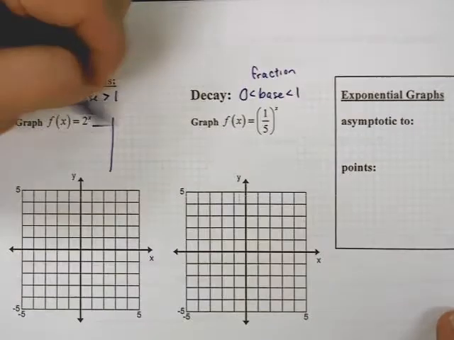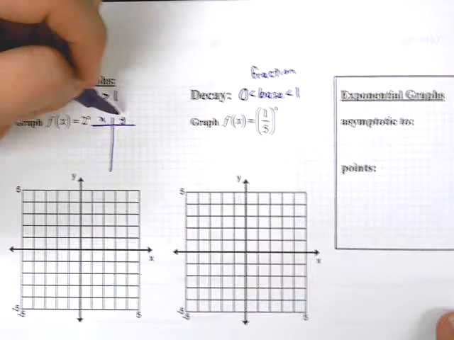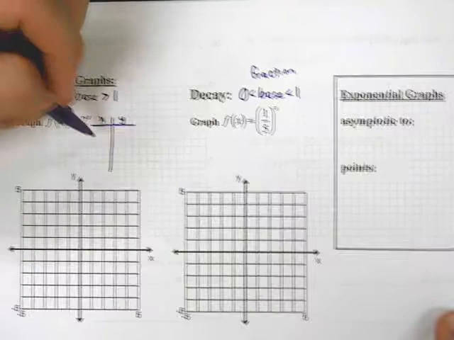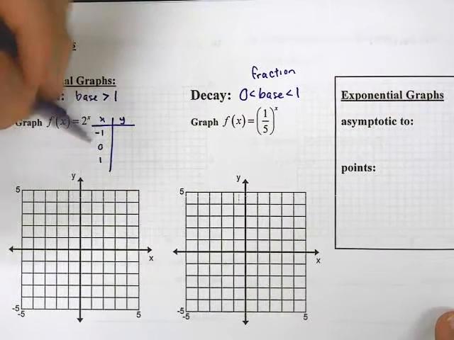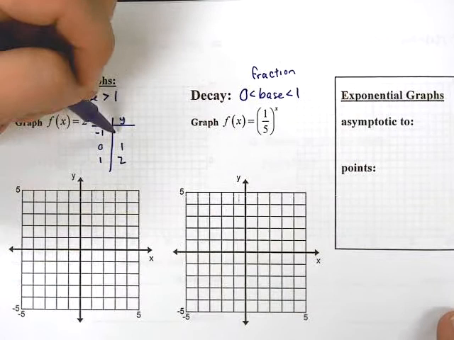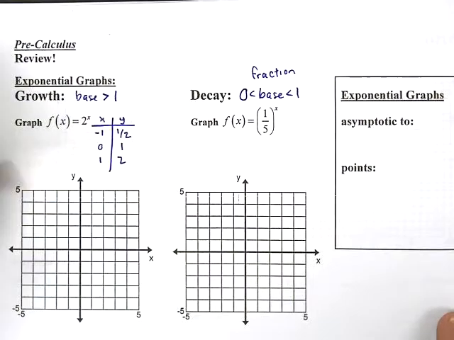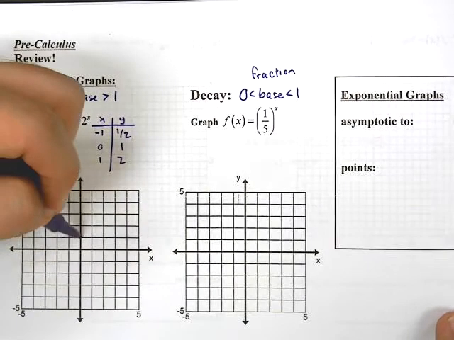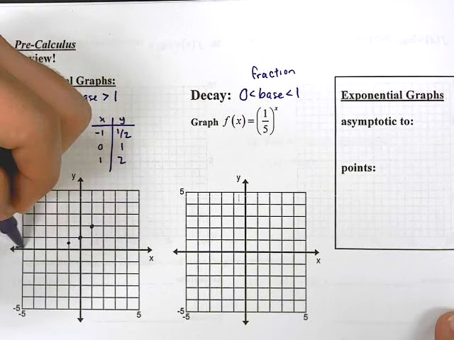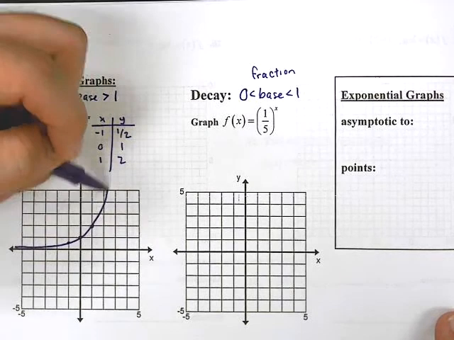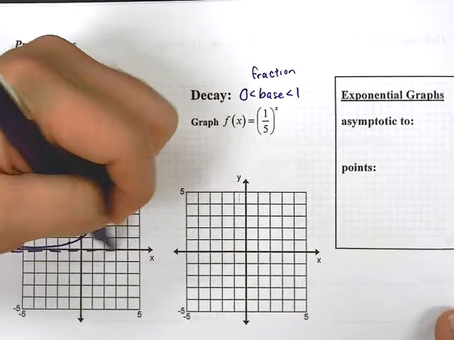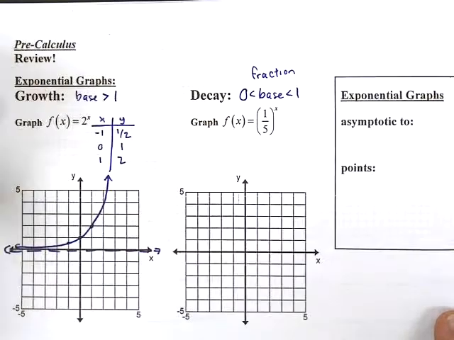Remember, I ask you guys to plug in some nice values for my exponent that we can work with very easily. And those values are -1, 0, 1. So when I plug them in, 2 to the 0th is 1, 2 to the 1st is 2, 2 to the -1st is 1/2, and we can now just plot those points. So (0, 1), (1, 2), and (-1, 1/2). And we then know that our graph will look something like that. Of course, there needs to be a horizontal asymptote.